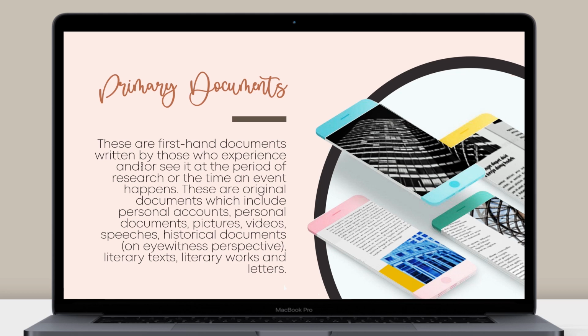For your primary sources, normally you have the primary documents, the first-hand documents written by those who experienced and or saw it at the period of research or at the time an event happens. So, these are original documents. Personal accounts, personal documents, pictures, videos, speeches, historical documents, the documents on eyewitnesses' perspective, of course. The ones obtained from the stance of an eyewitness or from the words of an eyewitness. Literary text, literary works, and letters or communication.